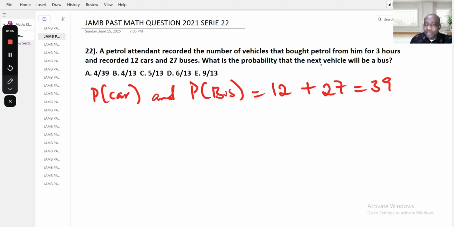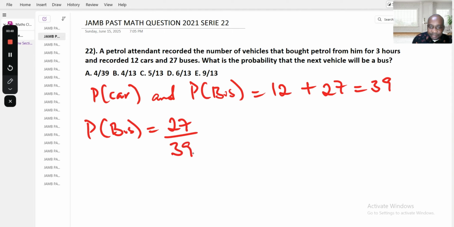Now, what is the probability that the next vehicle will be a bus? The probability of a bus is 27 divided by 39. Now, let's divide both sides. 3 can go. How many 3 can we see in 27? We see 9. How many 3 can we see here? 1. How many 3 can we see here? 3. Yes, we have 9 over 13.